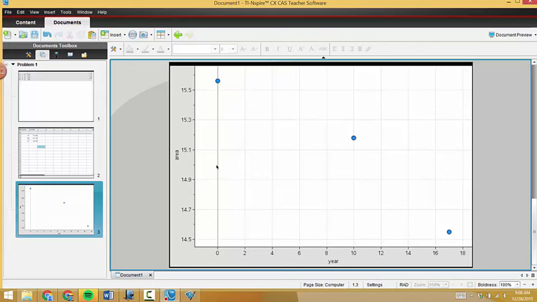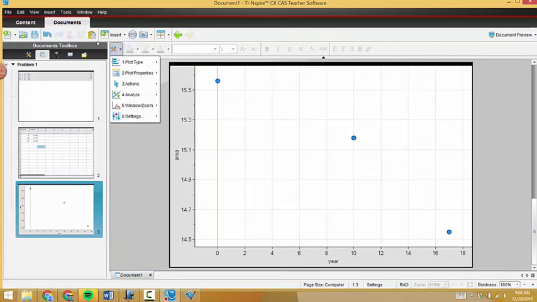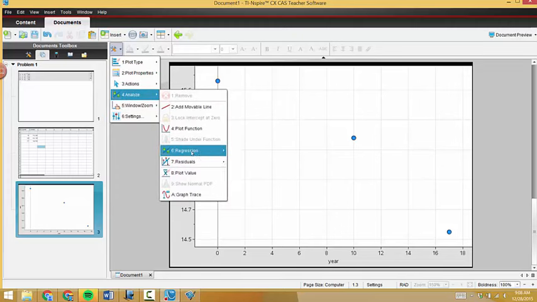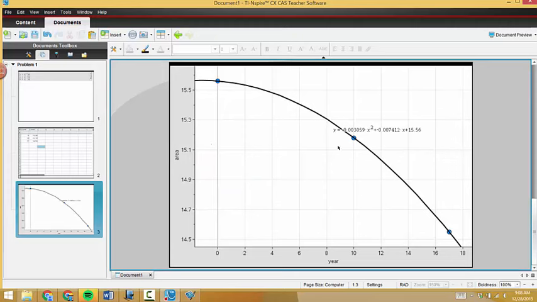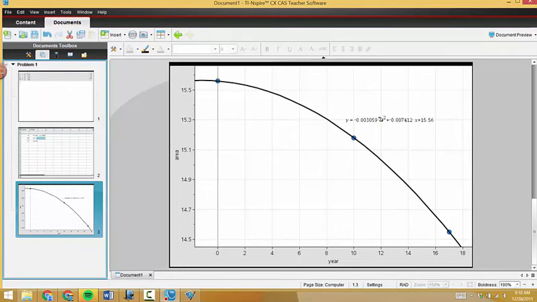The next thing we want to do is go to Menu, just like we did when we did linear regressions. We go to Menu, Analyze, Regression. This time, instead of showing linear, which is what we did last time, we're going to show quadratic. This then represents the equation that is a quadratic that would best match those points. It turns out that the points are all right on that parabola. So this is our model for that data.